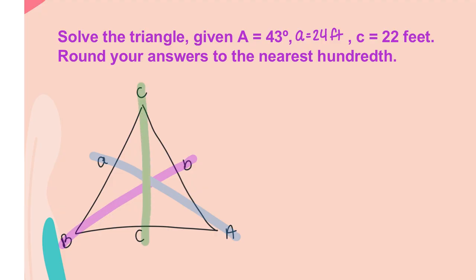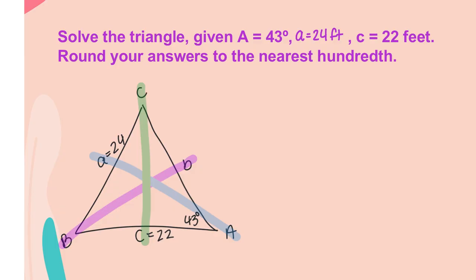And then I'm just gonna go ahead and label what I have. So angle A is 43 degrees. Side A we wrote as 24, and side C is 22. Now, looking at this, can I find the other two angles? No. Why? Because I don't know the measure. Okay, they're not going to be equal. They're not telling me that they're equal. So I can't do that.